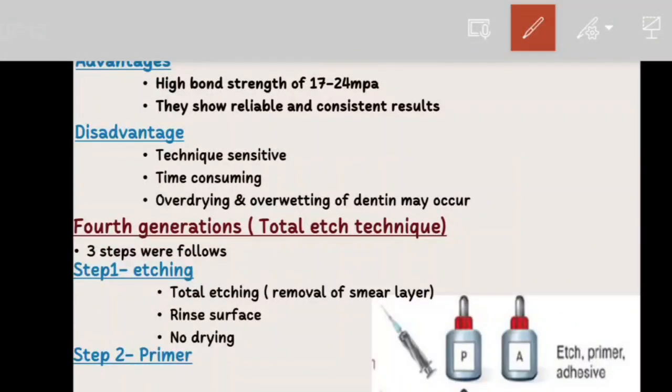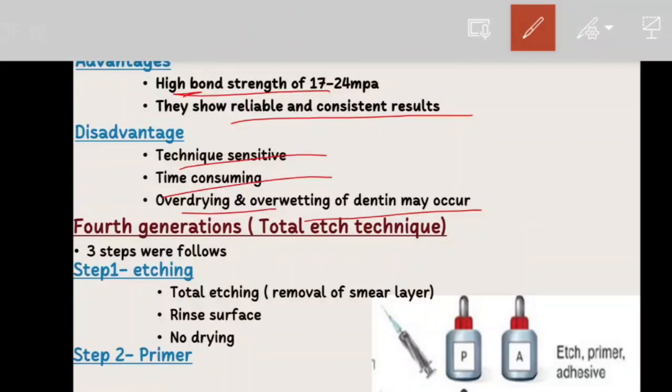Now the advantages of the third generation: it forms a high bond strength of 17 to 24 megapascal. They show reliable and consistent results. Disadvantages: the technique is sensitive, time consuming, and over drying and over wetting of dentine may occur.